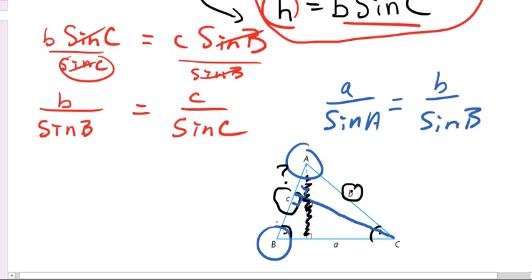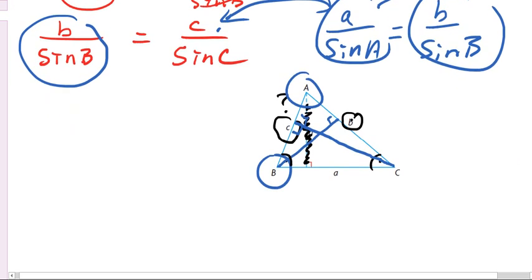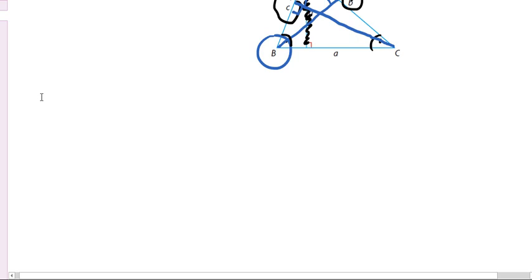And of course, we could do a third one right here and do the same thing. What you end up getting is all three of them equal to each other, by the transitive property. Look at this: B over sine B is equal to this one, and B over sine B is also equal to this one, so these are equal to each other as well. What we've just developed here is the sine law, and it can be written like this. Let's write it out here. Sine law.